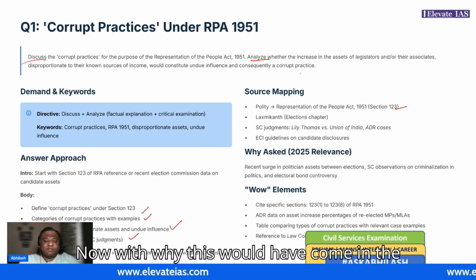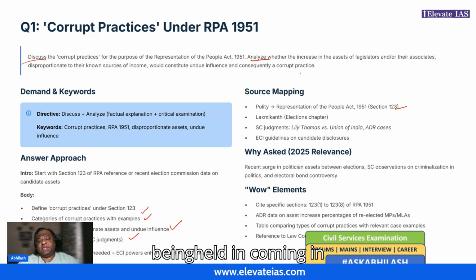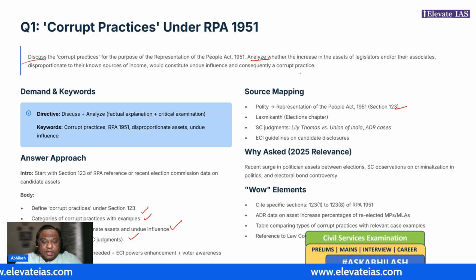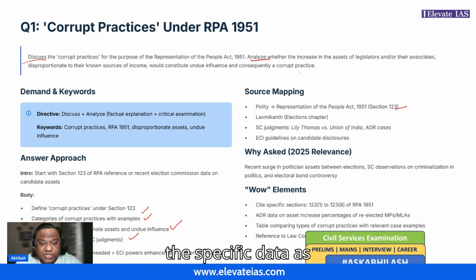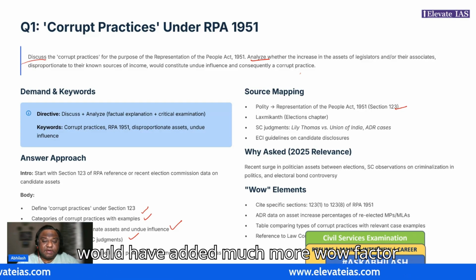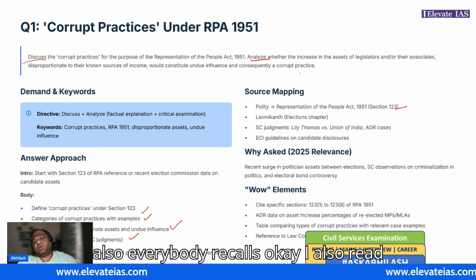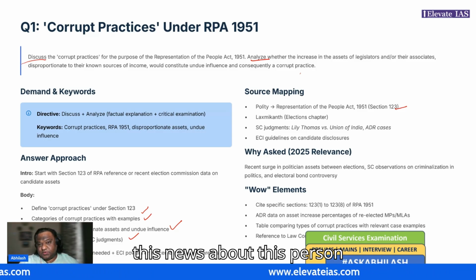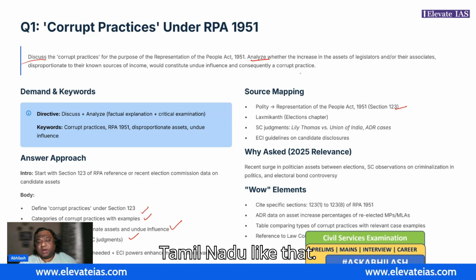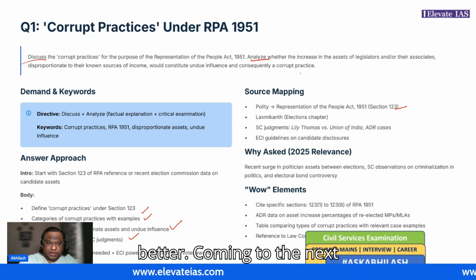Now, why this would have come in the question paper is the disproportionate assets of politicians being held, coming up in the news and things like that. And if you could remember the specific data as per the Representation of People Act, that would have added a much more wow factor. And some good examples, which everybody recalls, like, okay, I also read this news about this person found in Odisha or that person found in Tamil Nadu, like that. So that would make this answer a little better.